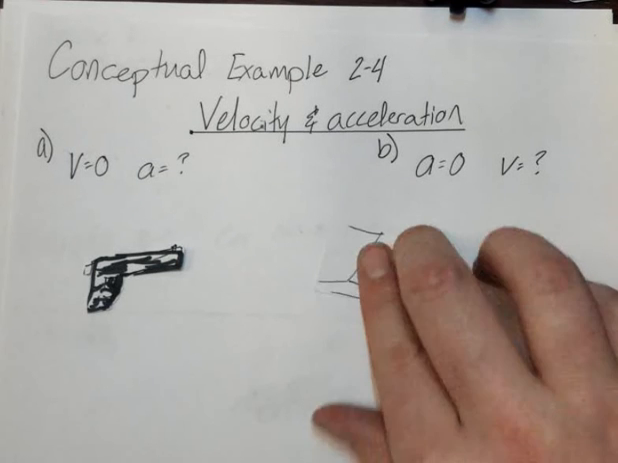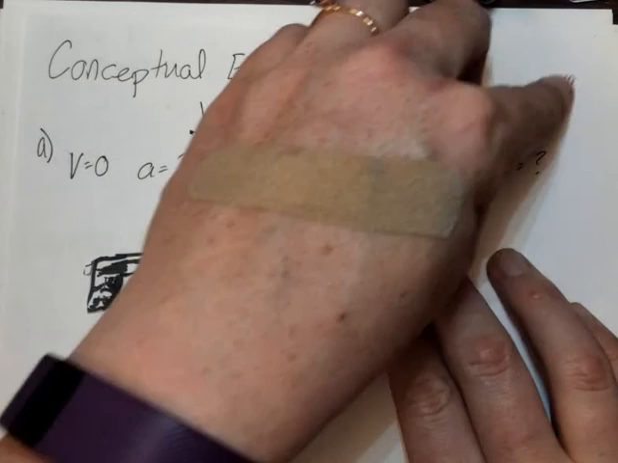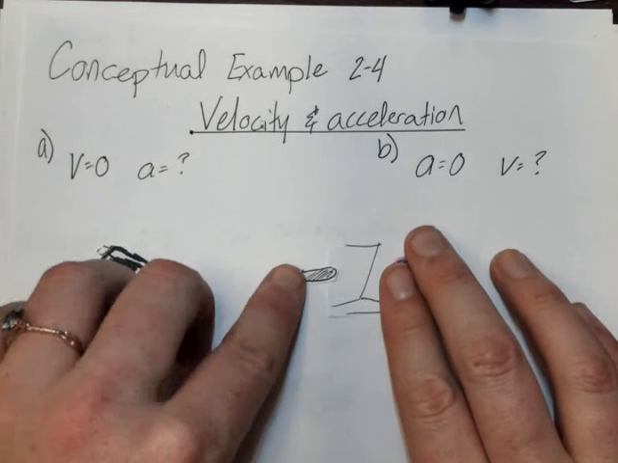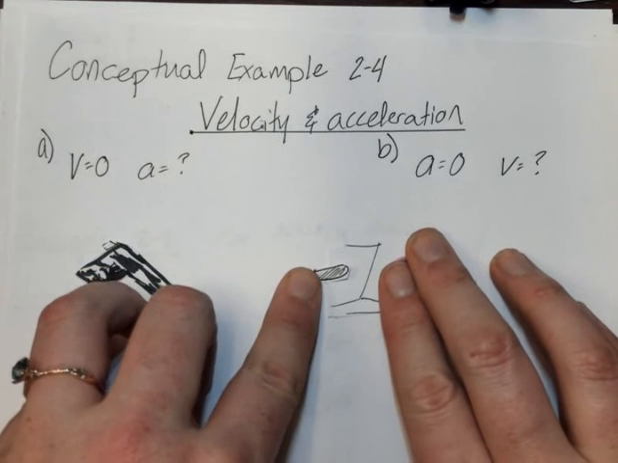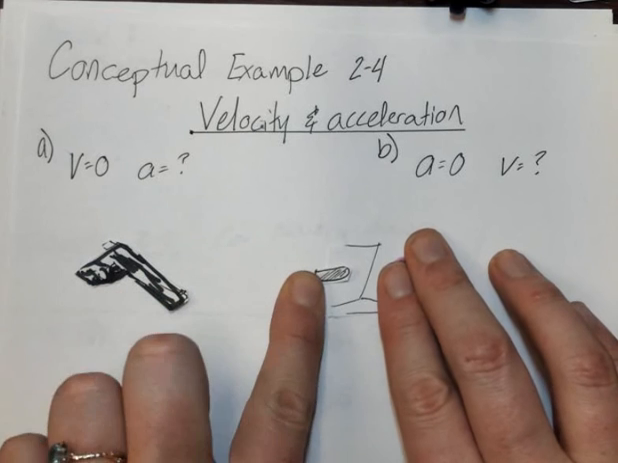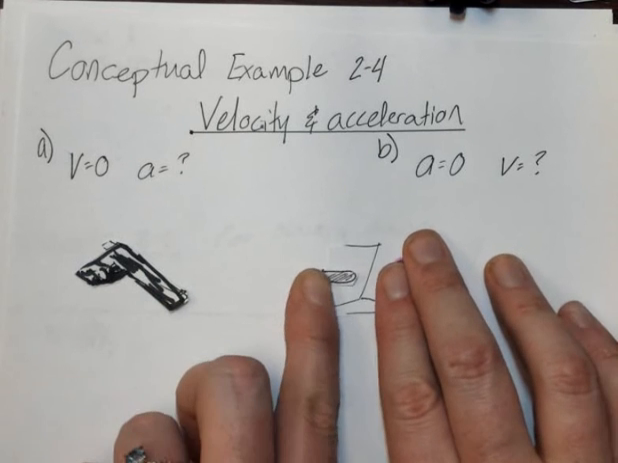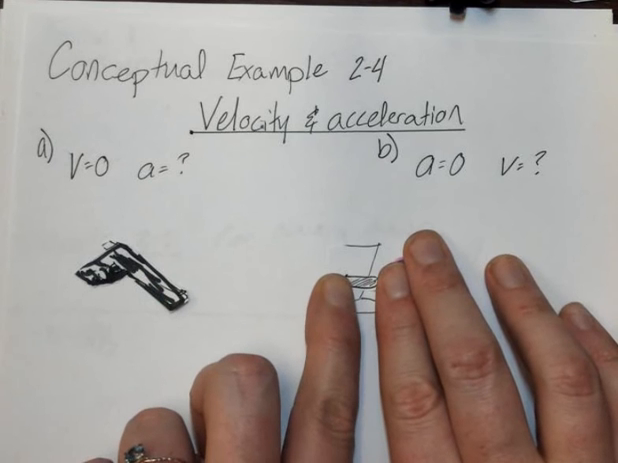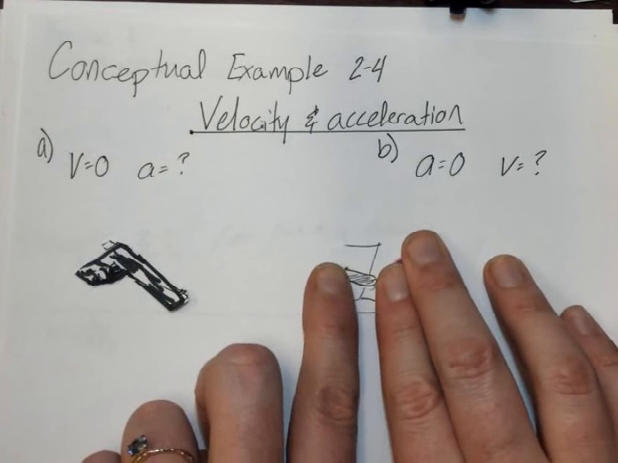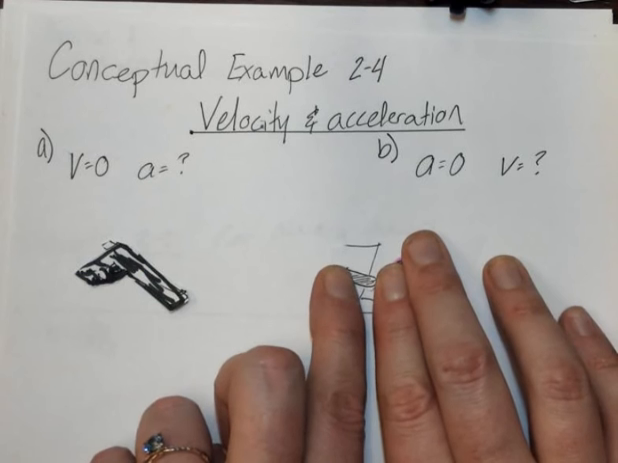Likewise, the bullet hitting a brick wall. The bullet has an acceleration the moment it hits the wall. The moment it hits the wall, it begins to decelerate. And if it gets stuck in the wall, eventually that velocity is going to be 0, but in that instant, it's still decelerating.